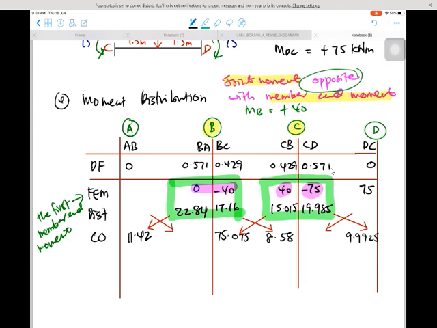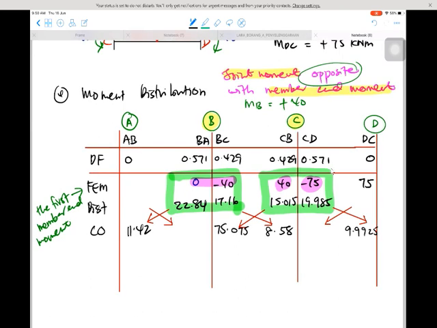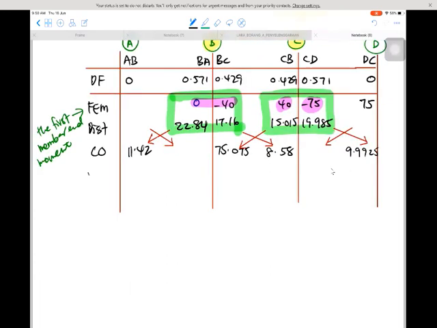Now we have completed the first cycle. Then the process will be done repeatedly, which means we have to distribute again. We'll just repeat the process.